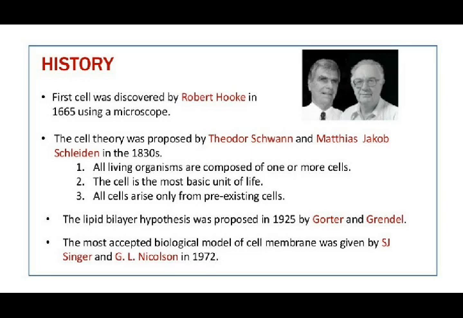History. The first cell was discovered by Robert Hooke in 1665 using a microscope. Cell theory was proposed by T. S. Simon and M. J. Sheldon in the 1830s. All living organisms are composed of one or more cells. The cell is the most basic unit of life. All cells arise only from pre-existing cells.